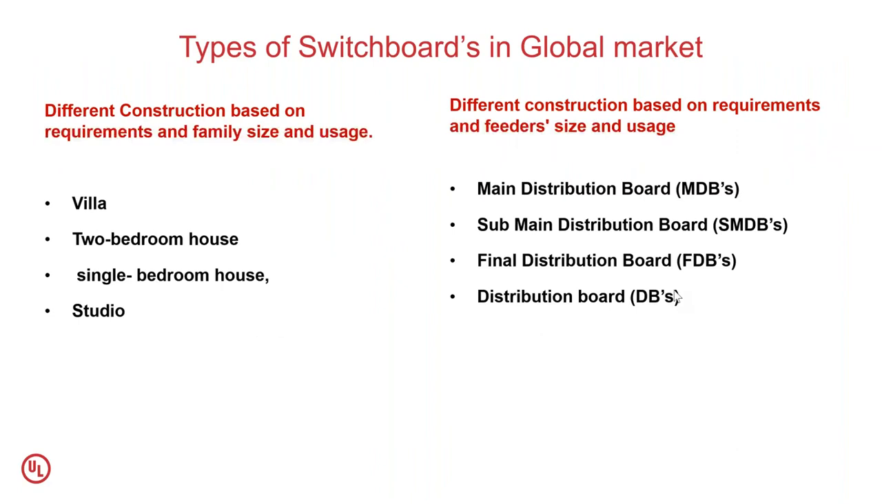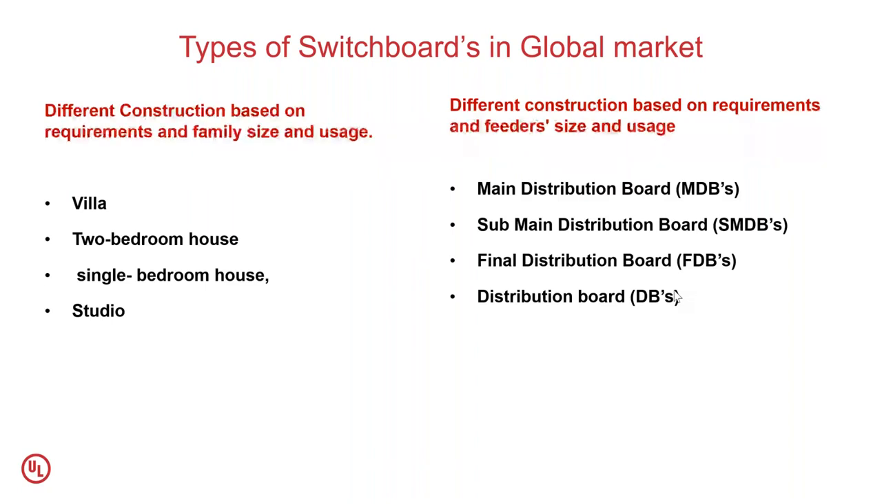Like different houses we construct, like a villa, maybe a two bedroom house, single bedroom house, a studio, depending upon my family size and my requirement, switchboards also we are going to develop the same way. If somebody asks for a bigger room, bigger house, the first bigger house is the main distribution board. We call it MDB. From MDB, the next level, sub-main distribution board, is called SMDB. Still smaller is the final distribution board, we call it FDB. If you go one more step down, distribution boards called DBs, which you directly see in your home.